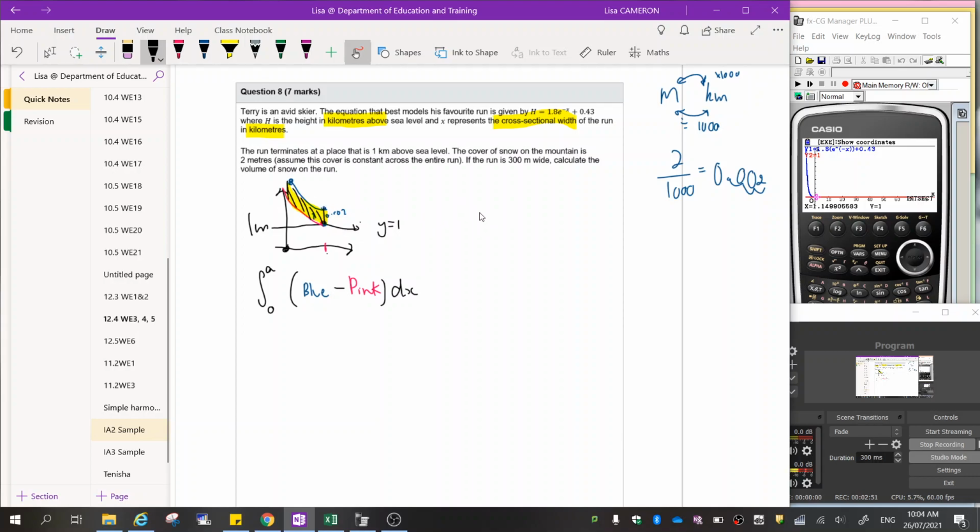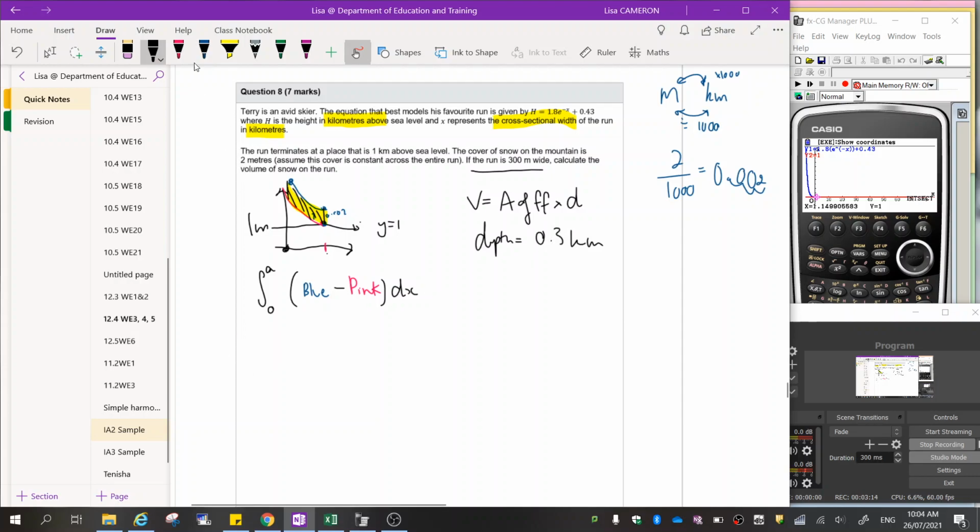Now, with that final thing, volume is equal to the area of the front face multiplied by the depth. Now, it tells us that the run is 300 metres wide, meaning that the depth is going to be equal to 0.3 of a kilometre. Make sure everything's in kilometres, otherwise this is not going to work out for you.